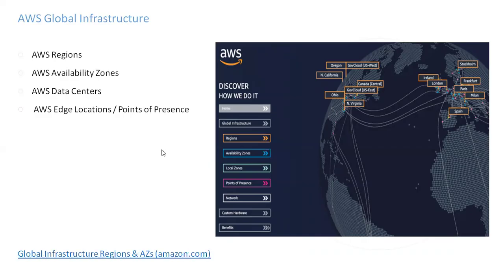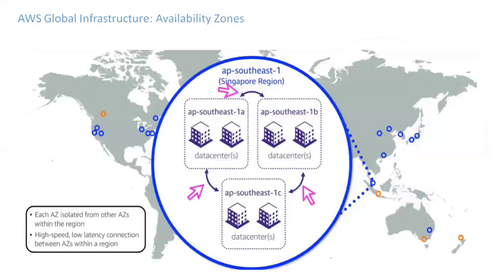So what is a region, guys? A region is a geographical location where AWS has set up its infrastructure. For example, Singapore is one region, just like India is a country. India is one of the regions where AWS has set up its data centers.